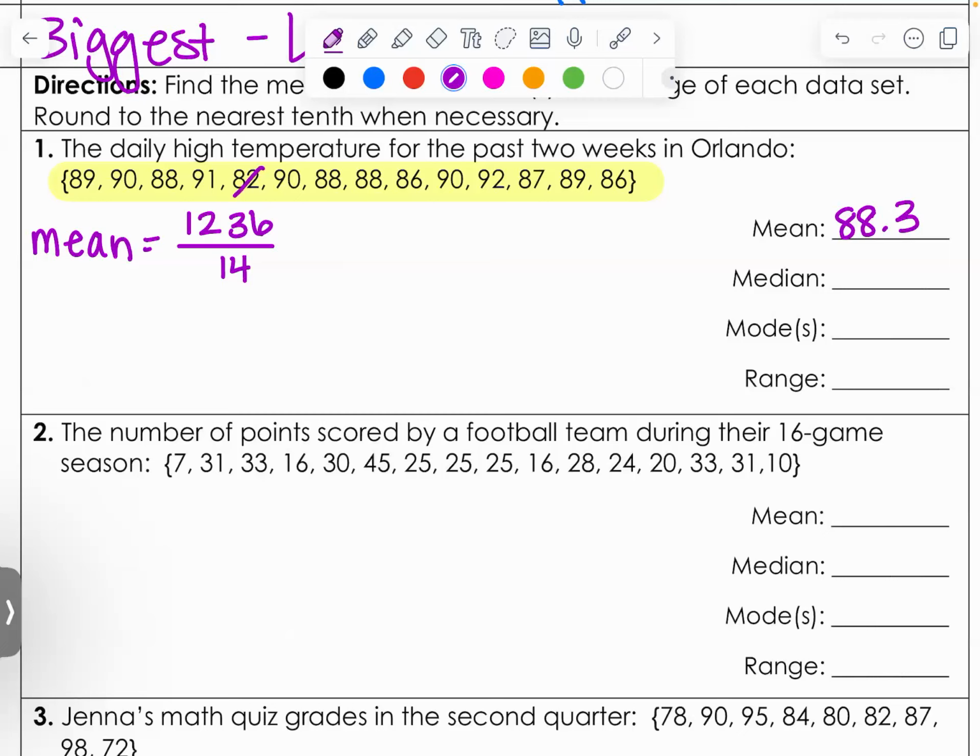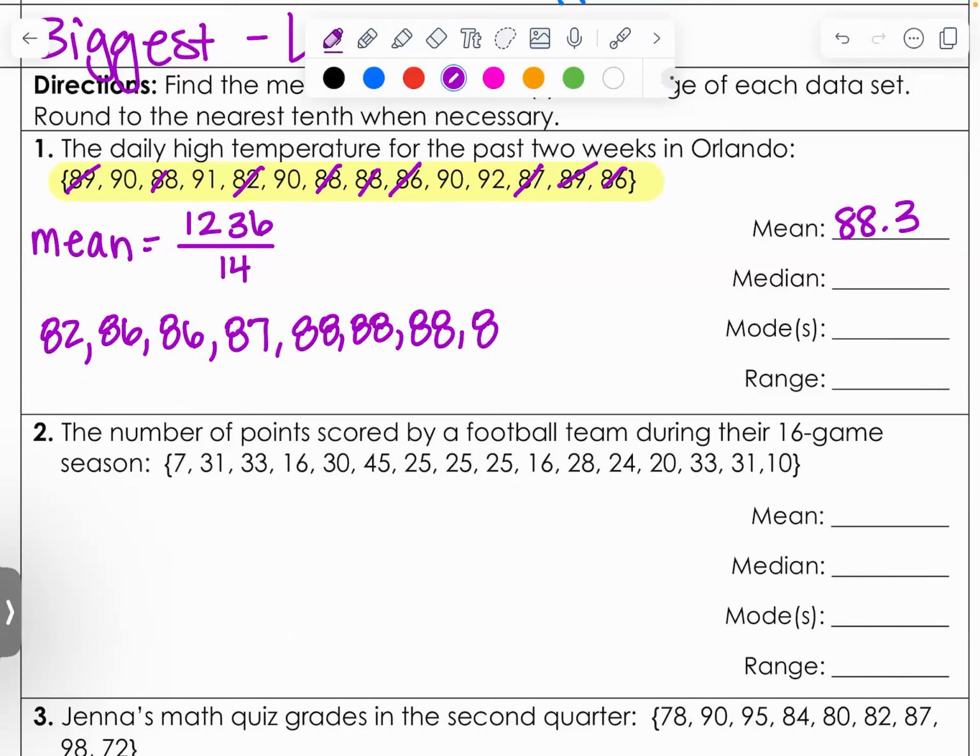80. Okay, so I see 82. Then I see 86. And do you notice how I'm crossing them out so I know that I've used them? I see another 86. 87. 88. I see an 80. You know what? Write this down also. I see 1, 2, 3 88s. I see 2 89s. Yep, I got my 87. I see 2 90s.